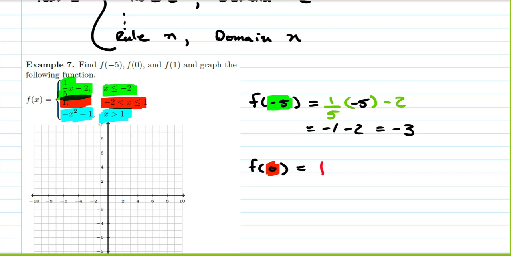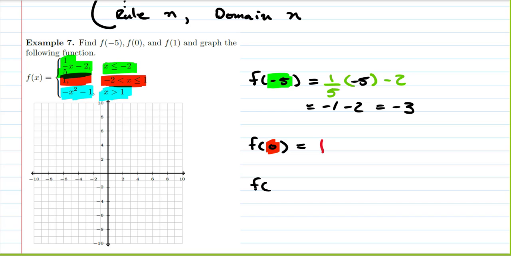Lastly, we look at our last one, and we have f of 1, and we need to decide which domain it goes into. Well, is 1 less than or equal to negative 2? No. Is 1 bigger than negative 2 but less than or equal to positive 1? And the answer is yes. So that's also in the red domain. So we look at our red rule, and the red rule is just 1.